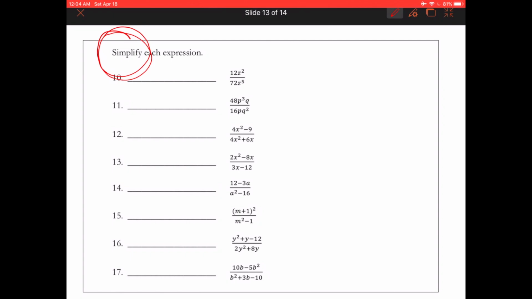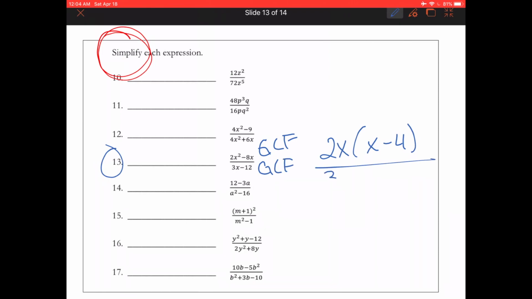Factor everything, cross everything out, and get to your final answer. So for example, if I were to do number 13, I would GCF the numerator. I would end up with 2x parentheses x minus 4. I would GCF the denominator. I would get 3 x minus 4. I would cross out my common factors. So my final answer for 13 would be 2x over 3. All right, guys? So that's what we mean when we say to simplify. Factor everything, cross everything out. Just give me the final answer.